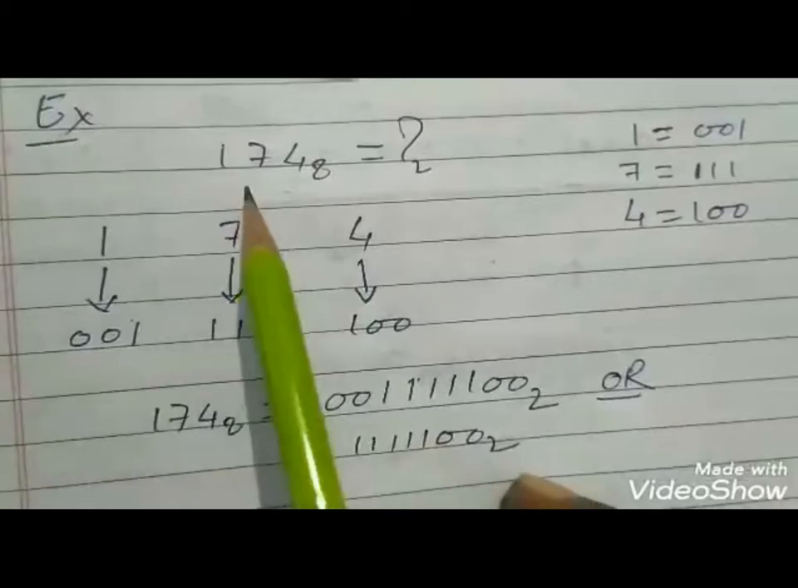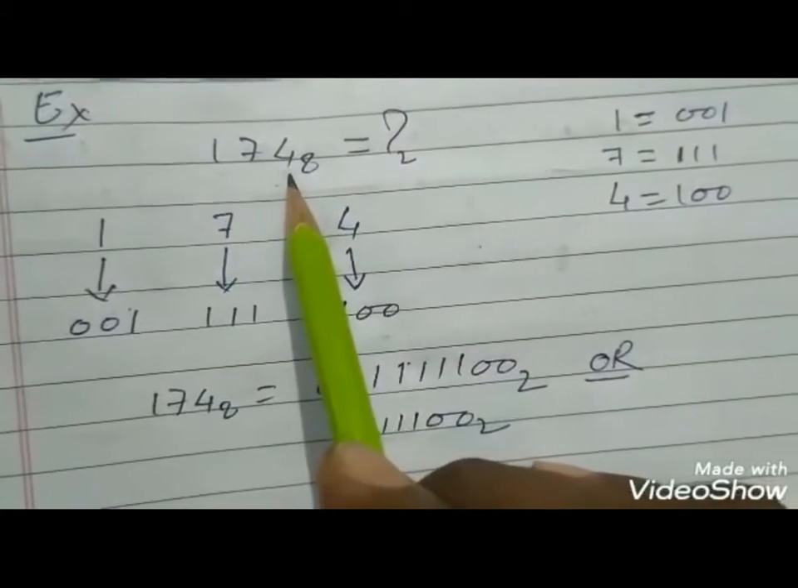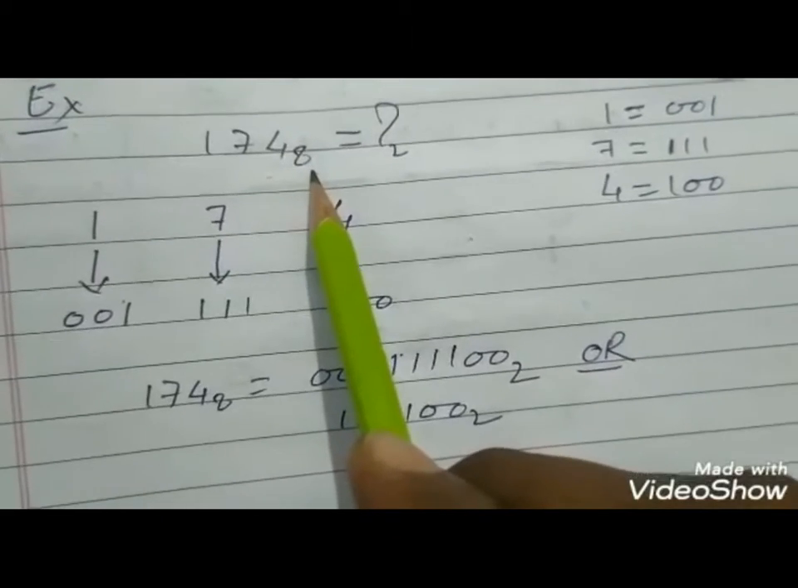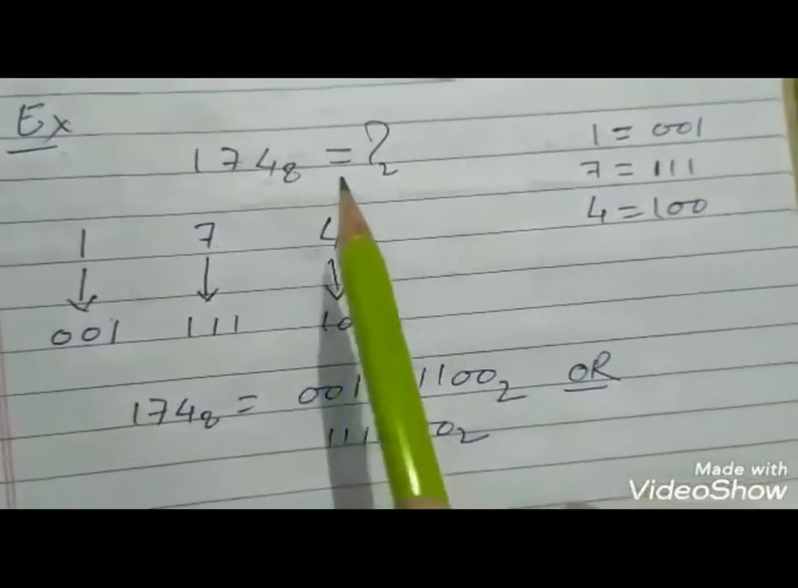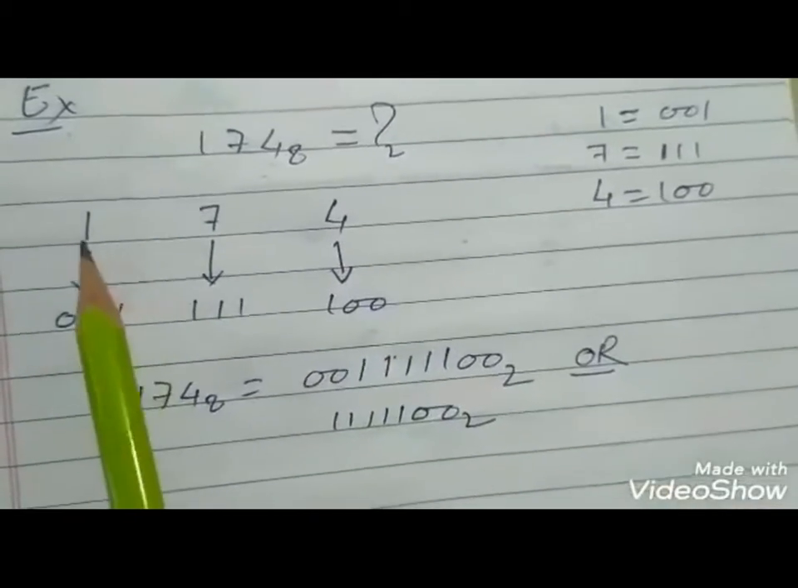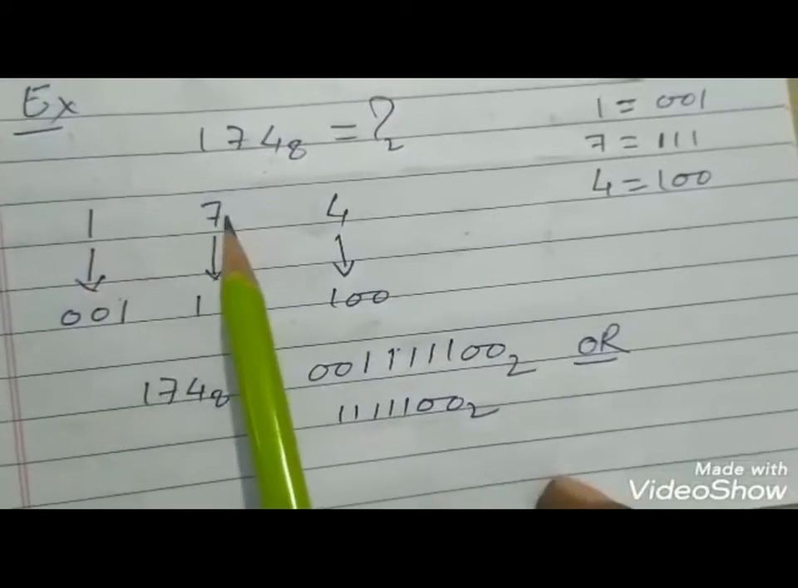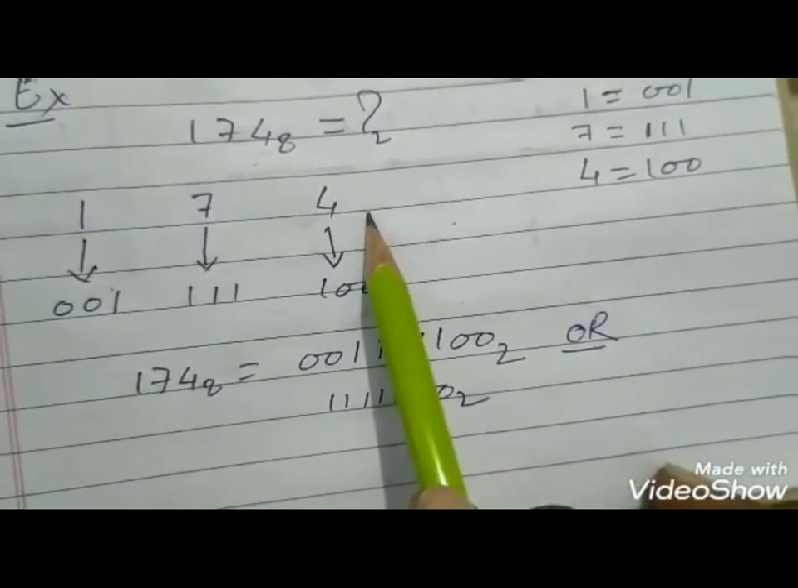Now another example, 174 in base 8, meaning octal number, convert into binary number. Write all digits with a space: 1 7 4.